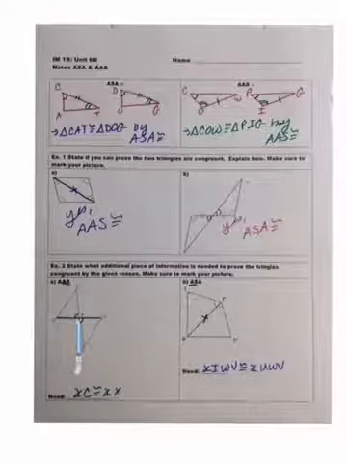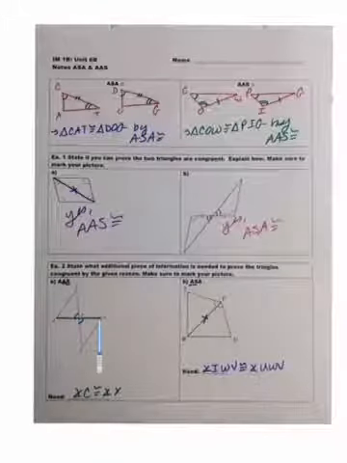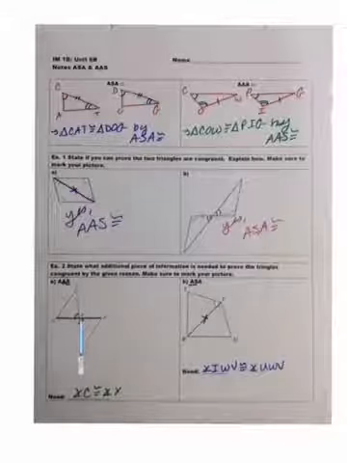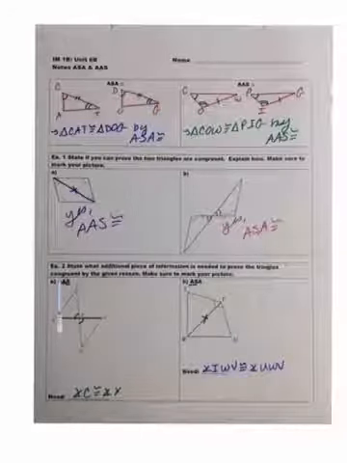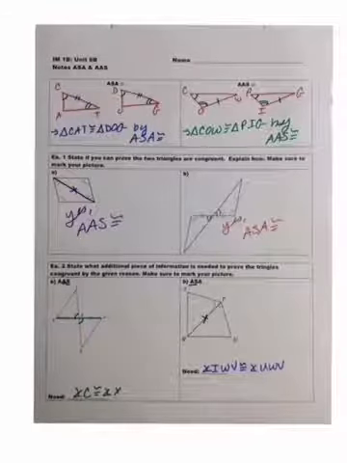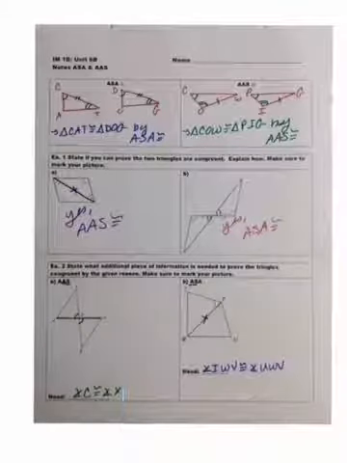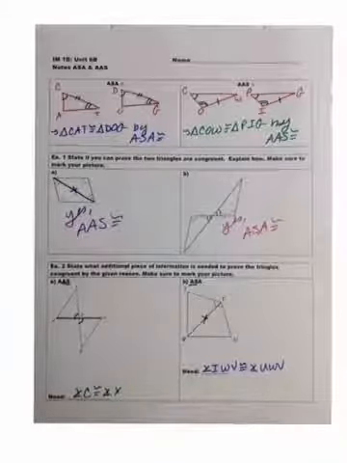I have side AY, and I have angle Y. I have side ZY, and I have vertical angle Y. So we still need a pair of angles that's not touching the given side. So that would be angle C and angle X. So that is what we need, angle C congruent to angle X.